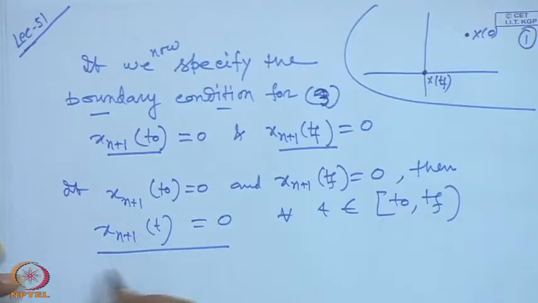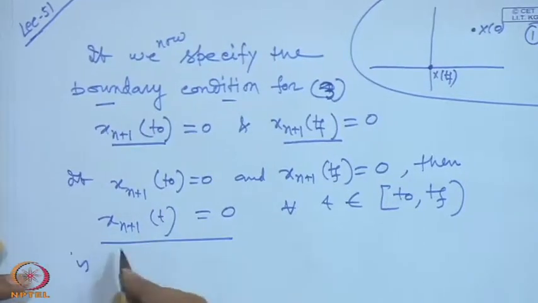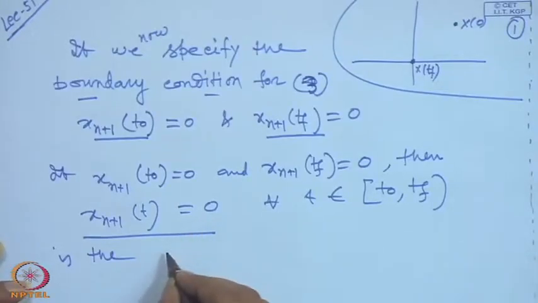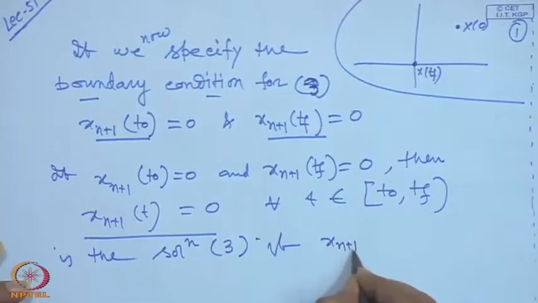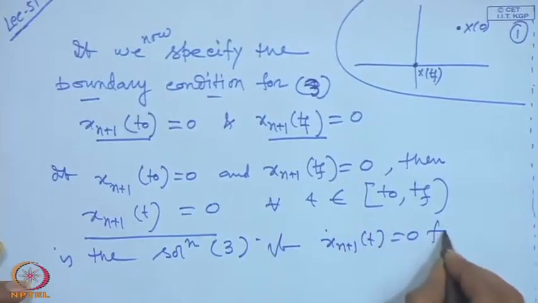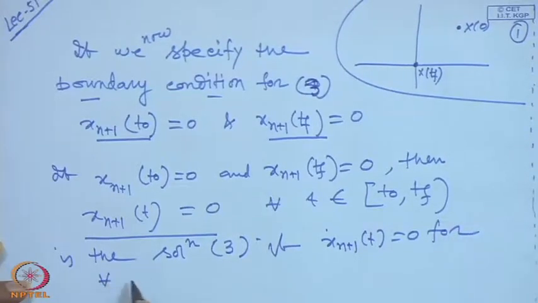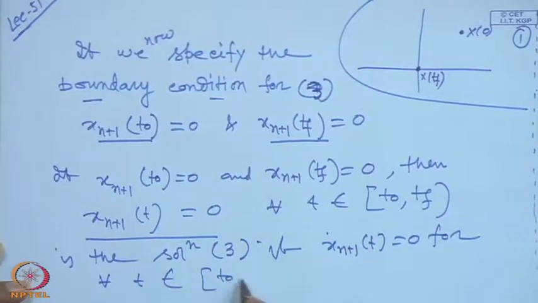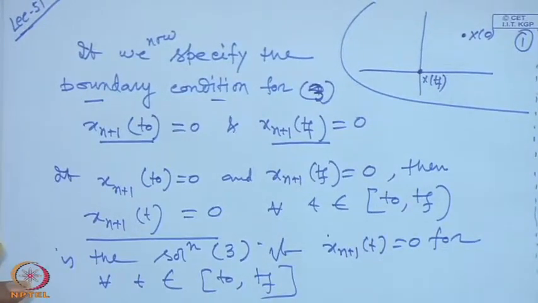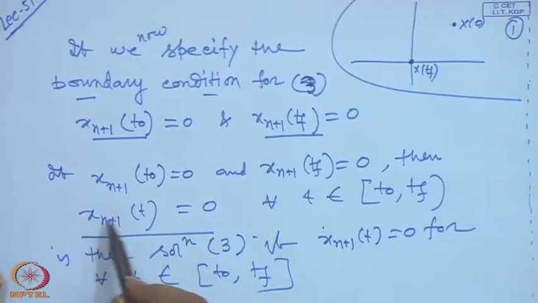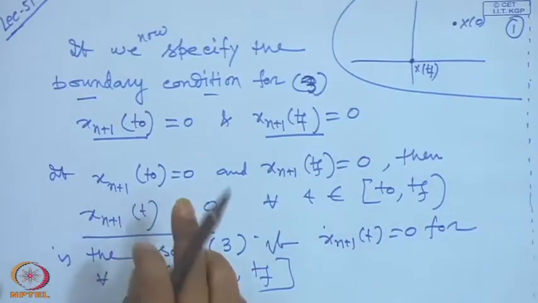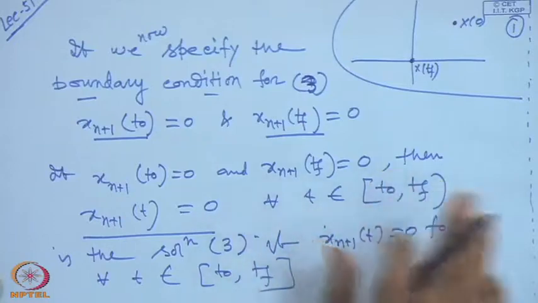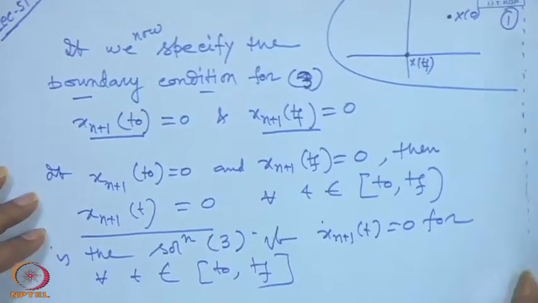So, this x n plus 1 of t is the solution of equation 3 if x n plus 1 dot of t is equal to 0 for all t belonging to t 0 to t f. This is the condition for this one. So, now we know that x n at t f is also 0, x at t 0 is 0. With this assumption, we can make x n plus 1 of t 0 for all time t if x dot of t is 0. When will it be 0? If all the constraints are satisfied from 0 to t f under this constraint.